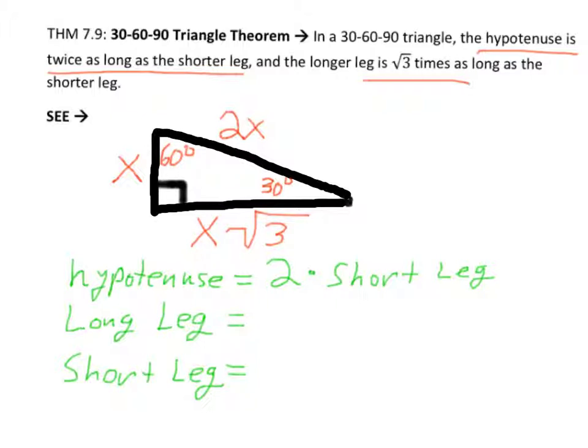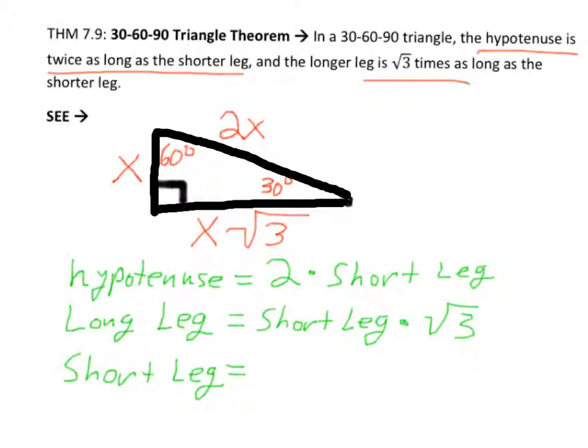Next one, the longer leg, is the short leg times the square root of 3. So same idea. Remember, we can think of this, the short leg here is x, so x times the square root of 3.